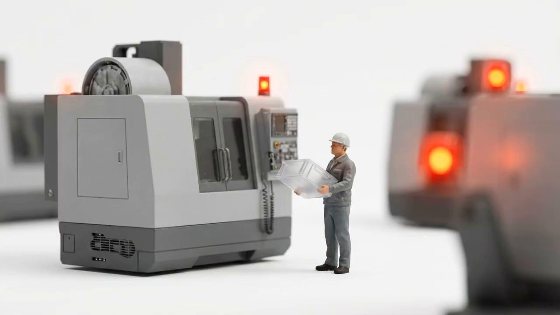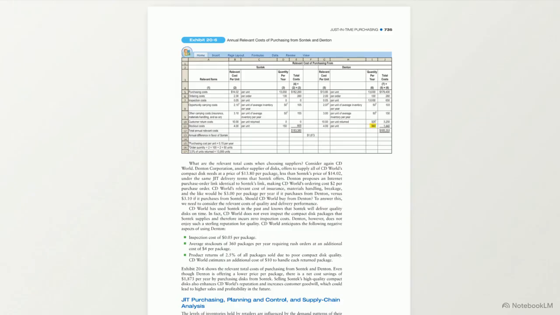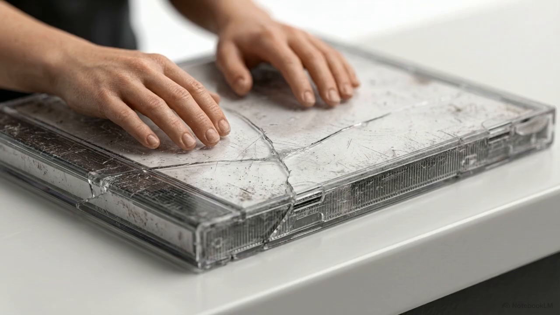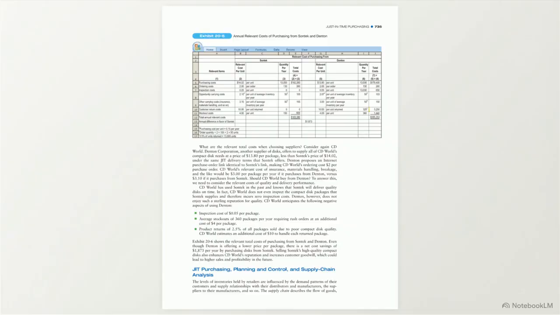The second, more dangerous penalty is stockout costs. Denton's delivery delays force the factory into 360 emergency rush orders per year. Sontec's reliable schedule results in only 150. That difference drives Denton's stockout costs up to $1,440. The final and most severe penalty comes from customer return costs, caused by poor component quality. Denton's 2.5% failure rate adds a $3,250 return cost penalty that Sontec avoids entirely.